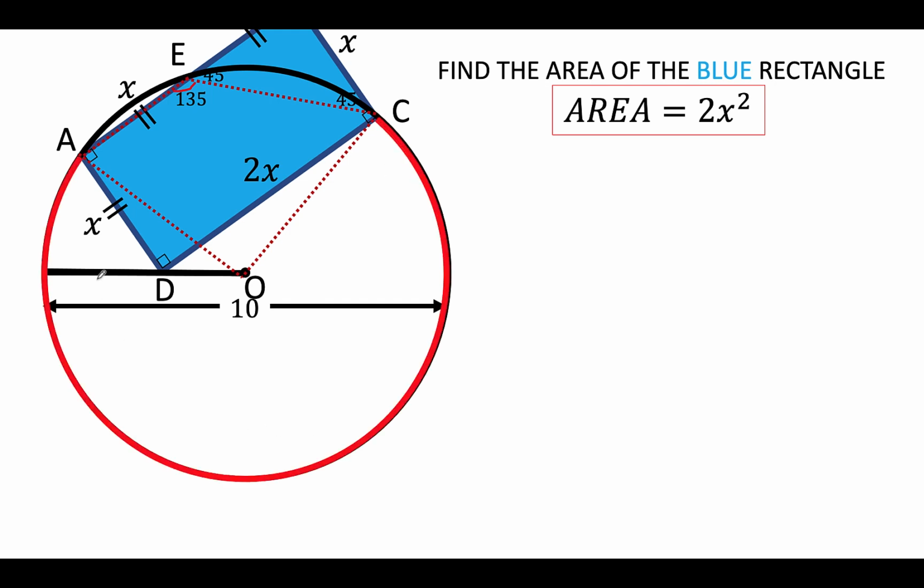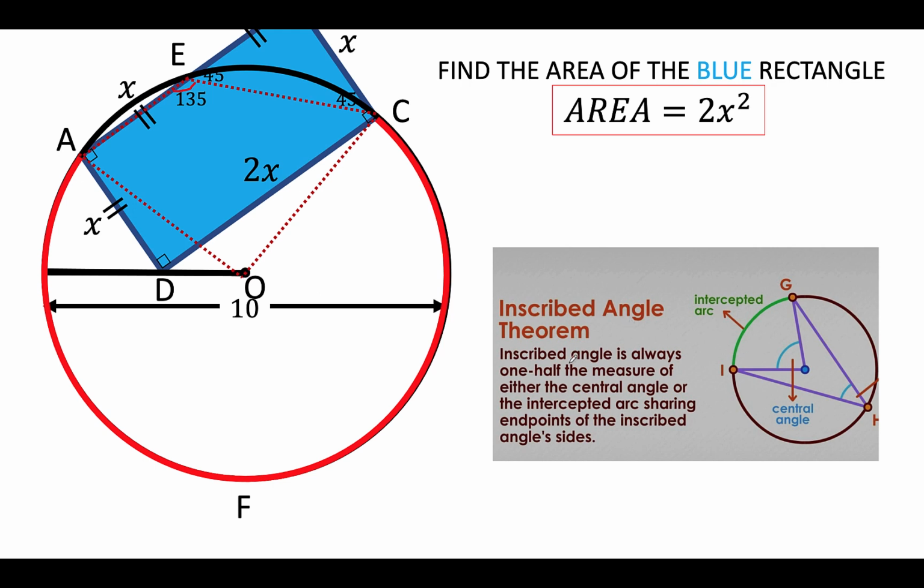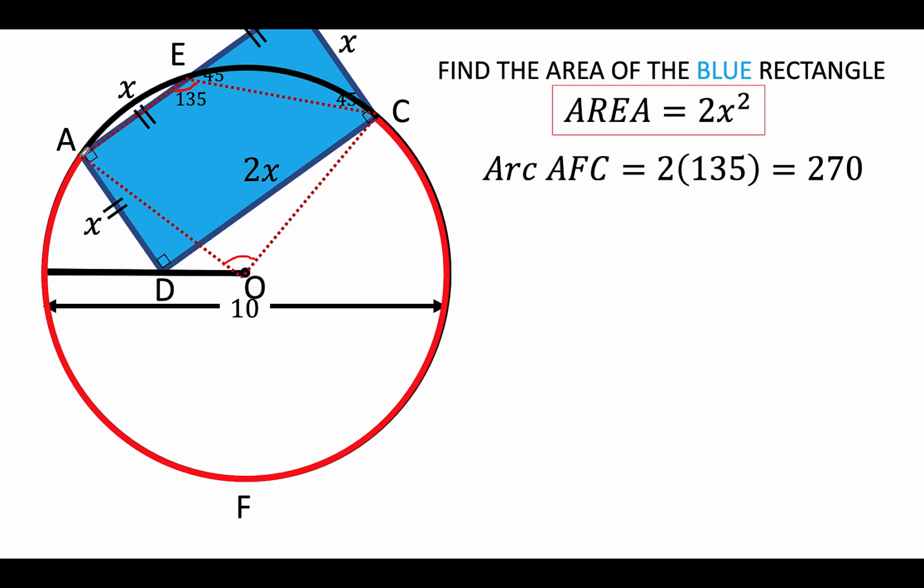Then this red arc subtends the inscribed angle AEC with a measure of 135 degrees. And applying now the inscribed angle theorem, the inscribed angle is always 1/2 the measure of either the central angle or the intercepted arc, AFC in our case here. So if this angle is 135 degrees, then the arc it intercepts, major arc AFC, is twice 135 degrees, or 270 degrees, which means that the measure of minor arc AEC must be 360 degrees minus 270, which is equal to 90 degrees.